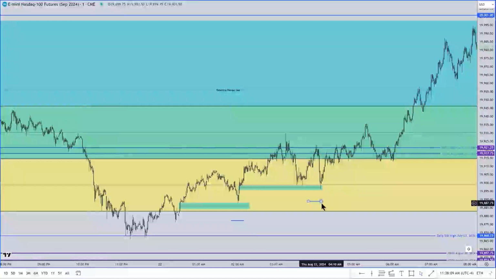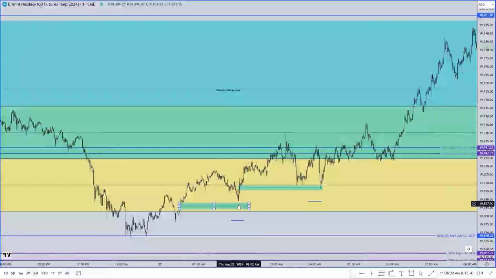to 410. I'm going to ask you a question. Does the market respect that fair value gap here? And does it respect it here? Does it send price higher? Yep.